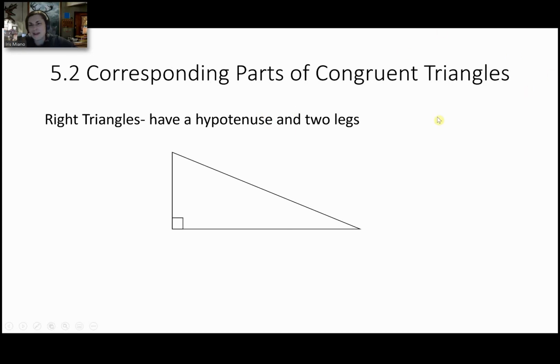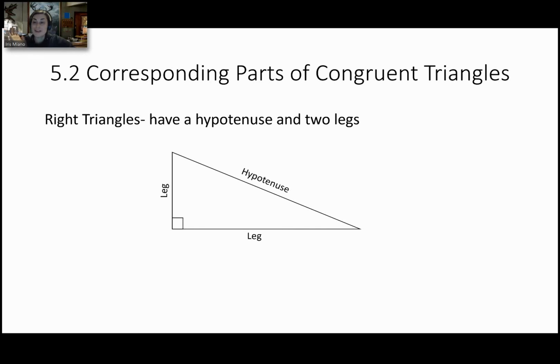Notice that it doesn't have any vertices noted, but it does have a right angle in its interior, and that's what makes it a right triangle. So it has a hypotenuse, which is always the edge opposite of the right angle, and then the other 2 edges are just generically both called legs. The legs could be equal to each other in measure. They could not be equal to each other in measure. That doesn't matter at all, but they're just legs because they're not the hypotenuse.